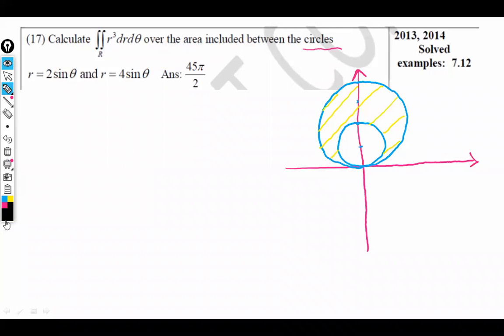Sir, limits will be 2 sine theta to 4 sine theta. And sir, angle it will be 0 to pi. Yes, you are correct. But actually, instead of giving me the limit, tell me the method of getting the limit. What should we do to get the limit?